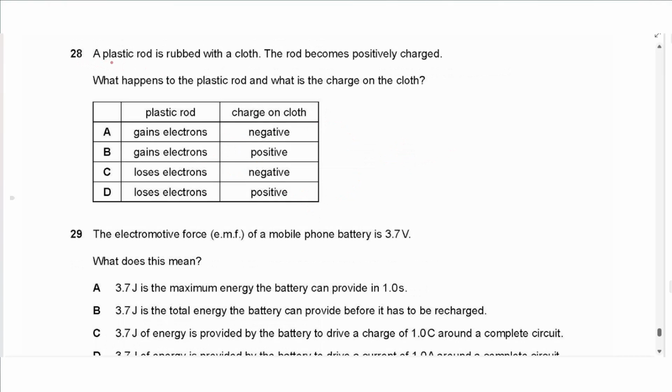Question 28 says a plastic rod is rubbed with a cloth. The rod becomes positively charged. What happens to the plastic rod and what is the charge on the cloth? So on the cloth, since the rod became positive, the cloth should be negative. And what happens to the rod? It became positive, so it loses electrons. So the answer is C.